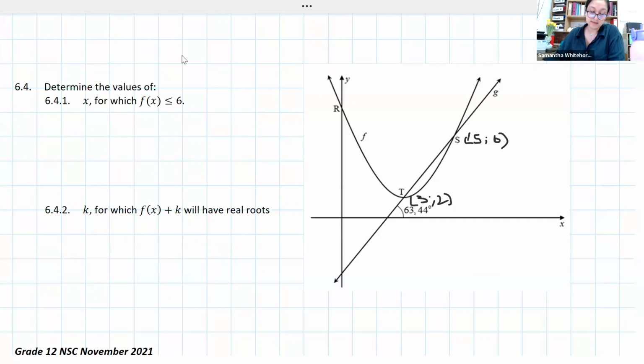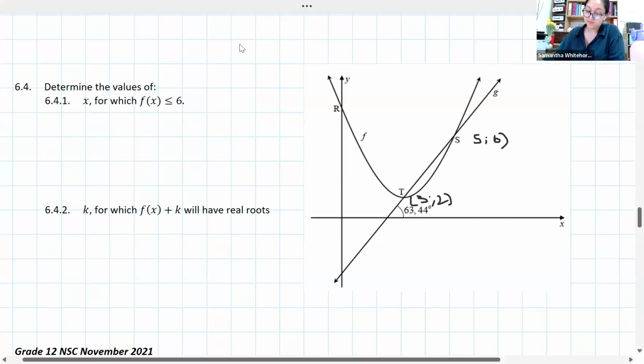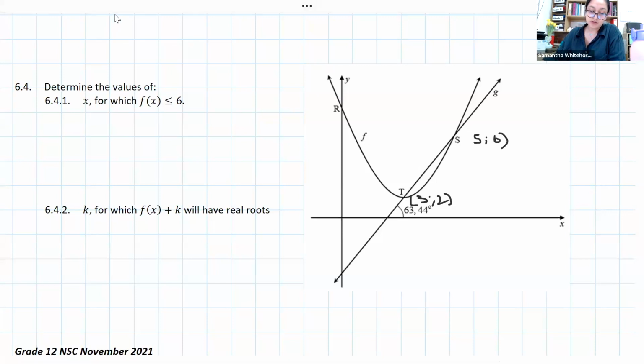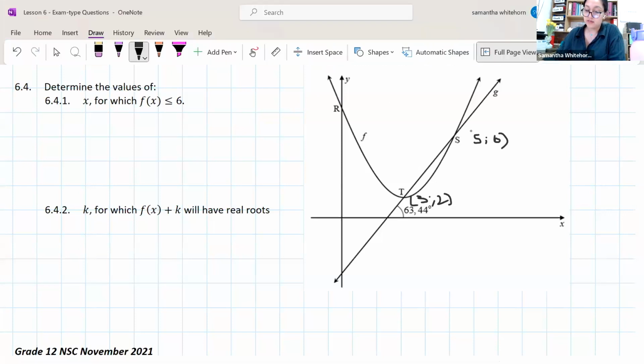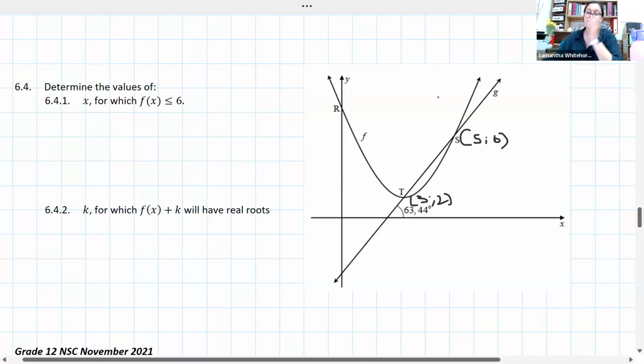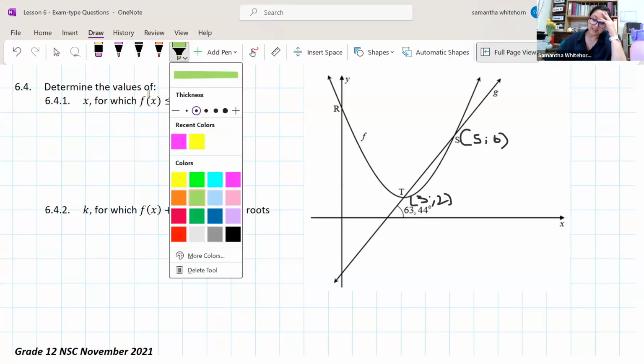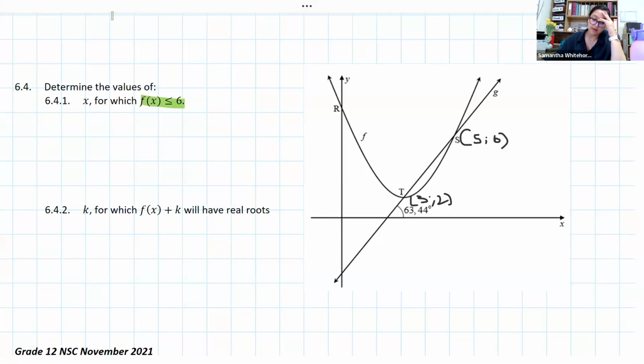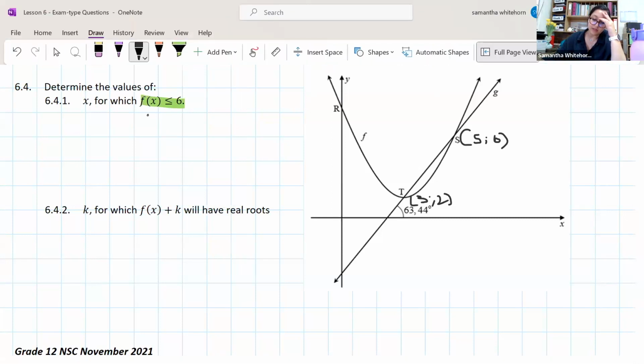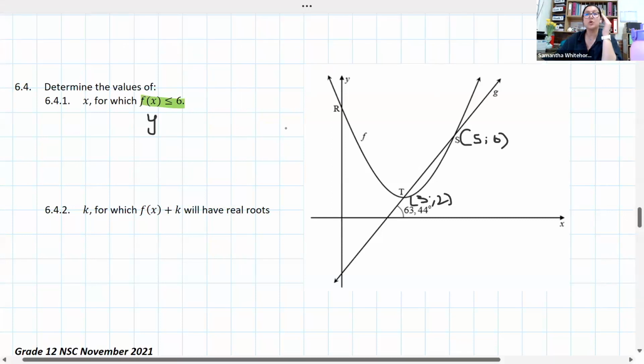Because you've got this information, because you've worked it all out and now you've got these questions, they're obviously going to be important. So the first question is saying to us, determine the values of x for which f of x is less than or equal to 6. Now remember, f of x is just a fancy way of saying y. So I want to know where all the y values are below 6.